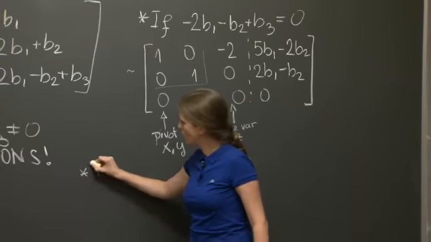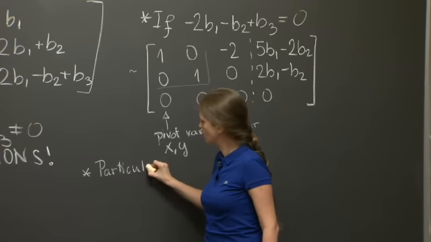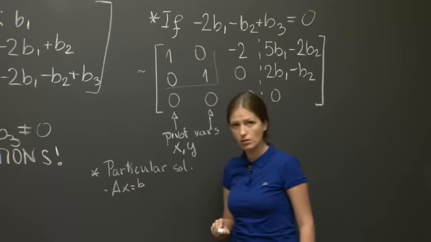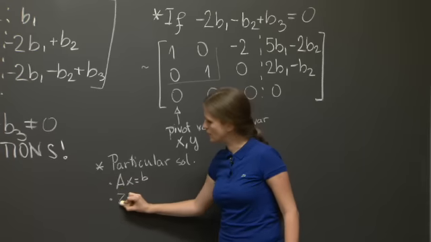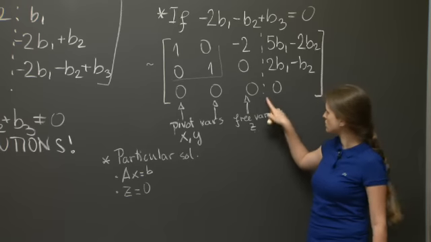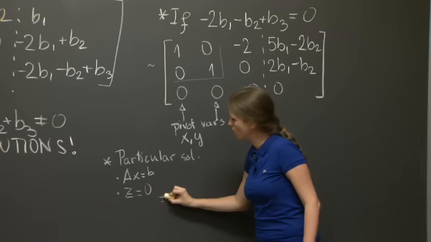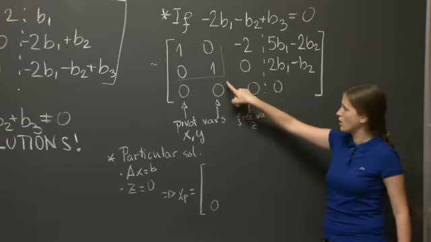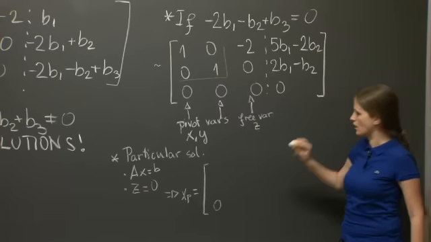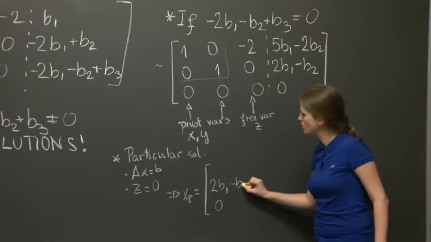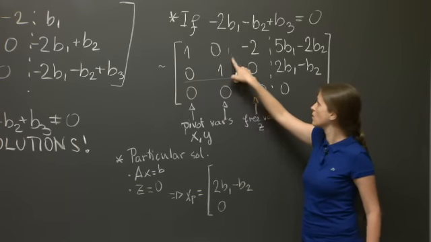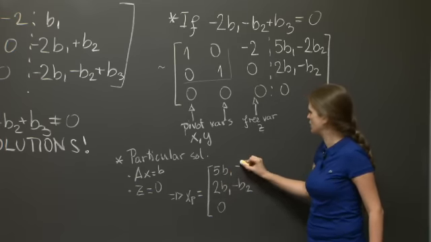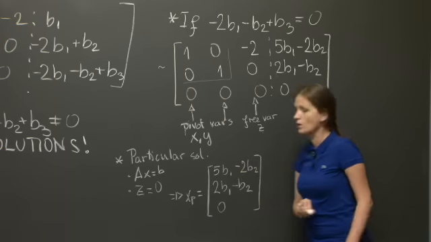We have two kinds of solution. One kind is the particular solution. This one solves Ax equals b, and there's only one of them. We get it by setting the free variable equal to 0. Setting the free variable z equal to 0, the second equation says y equals this thing here, so 2b1 minus b2. And the first equation says x minus 2 times 0 equals this expression here, so 5b1 minus 2b2. That's our particular solution.